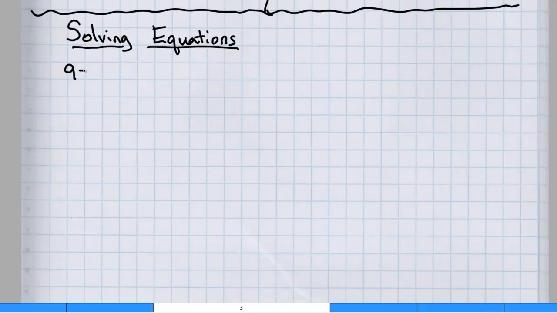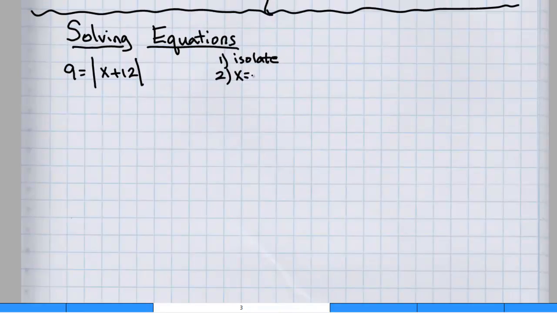We have 9 equals the absolute value of x plus 12. The first step is to isolate our absolute value. In other words, is there something added to it or multiplied to it that I need to get rid of first? In this case, there's not. Since it's already isolated, then we set up two equations.